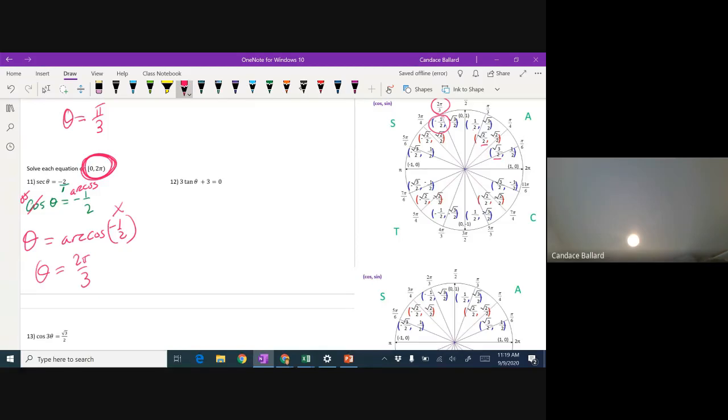I'm going to keep going. I am using 4 pi over 3. And then I'm going to double check. Sometimes it stops at 2, sometimes it doesn't. It looks like we're good.